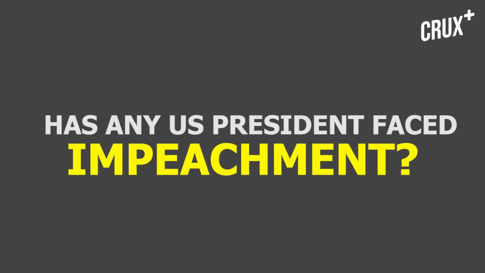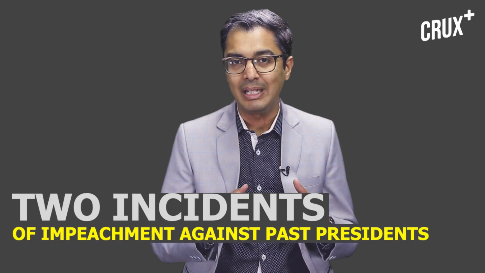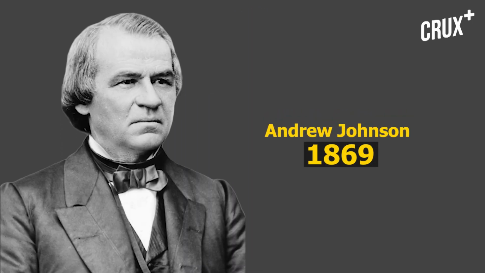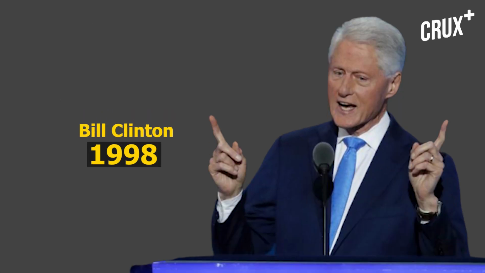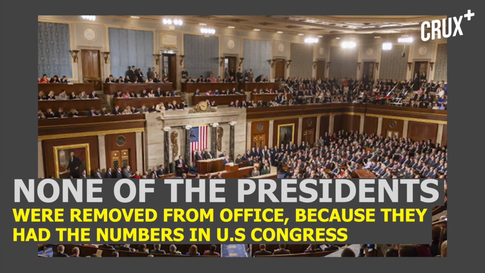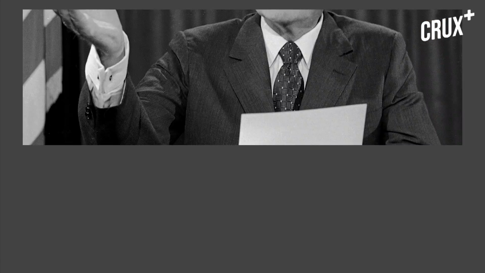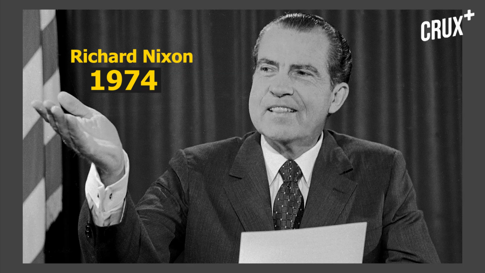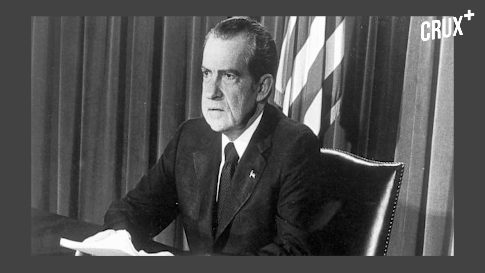Have there been US presidents who've been impeached in the past? Yes, there have been two instances where US presidents have been impeached. One was way back in 1869, a man named Andrew Johnson, and then more recently in 1998, Bill Clinton was impeached. But neither of these two were removed from office because they had the numbers in the US Congress, and without the numbers, you cannot remove an American president from office. And then you had the third example of Richard Nixon, who, before he could be impeached, decided to resign. This was in 1974 on the back of the Watergate scandal.